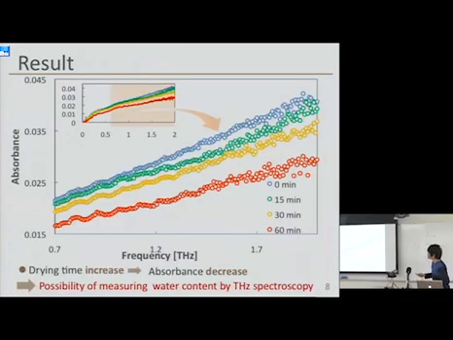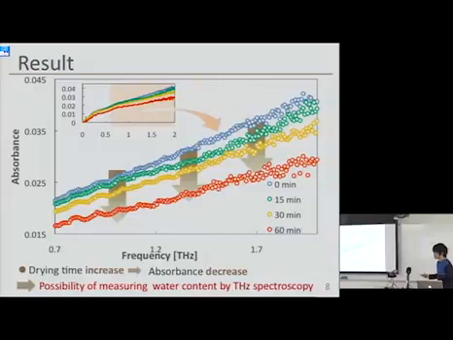This is the result. I show the region over 0.7 terahertz. As you can see, the absorbance decreases as the time the epidermal tissue is in the desiccator increases. The water content in the colonified layer may decrease as drying time increases. So this data suggests that it is possible to sense the water content in the colonified layer by using terahertz spectroscopy.